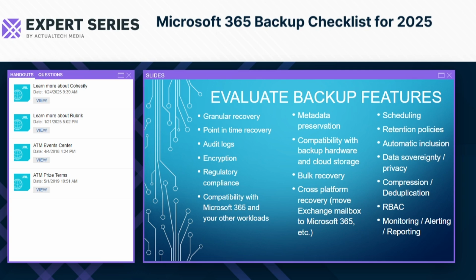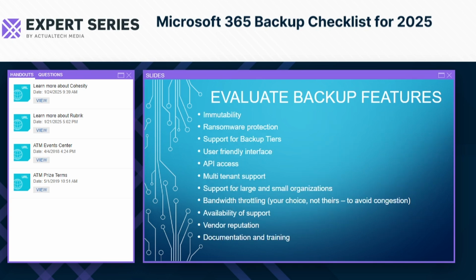Data sovereignty and privacy, I touched on earlier. You need to be able to store your data in the location that makes the most sense for you. Compression and deduplication are mechanisms that can bring down your storage cost by reducing the volume of data by eliminating redundancies. Role-based access control is important if you have multiple backup operators and need to grant each of those operators limited permissions to perform a specific task. Monitoring, alerting, and reporting. Those are relatively self-explanatory, but important nonetheless.